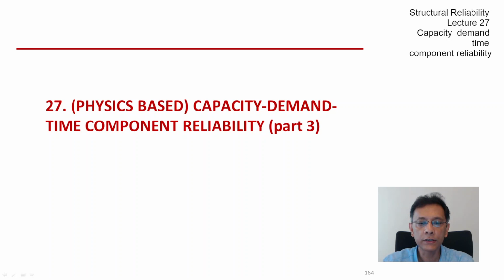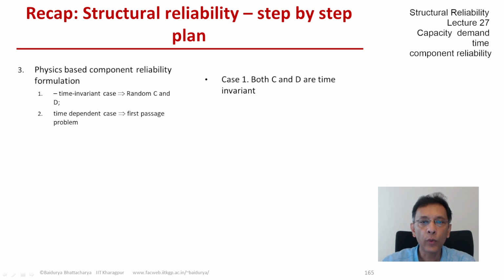We continue with our discussion on capacity, demand, time formulation of component reliability problems. Let's review what we have covered so far. In case 1, we considered C and D, the capacity and demand, or more generally the basic variables of the problem, as time invariant random variables.